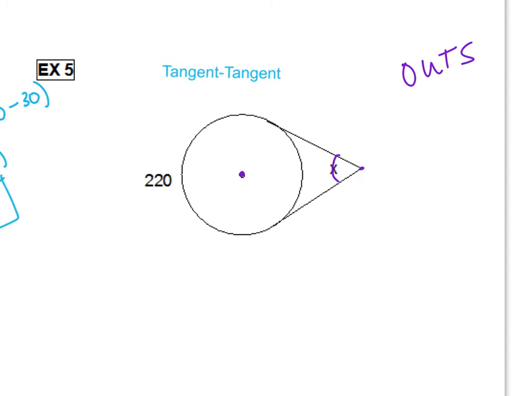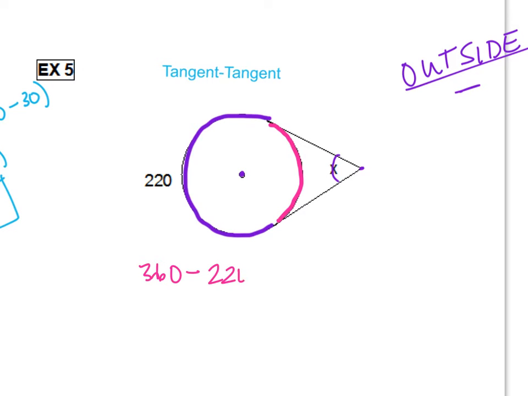So remember, if the vertex is on the outside, we're going to subtract the arcs. Well, we know that one of the arcs is from here to here, 220. Now, what we need is this other arc on the inside here. So do we have any way of figuring out what this arc is? Well, again, those two arcs form a full circle, so if we just take 360 and subtract out the 220, that's going to give us our arc, which is 140 degrees. That's the one we need.